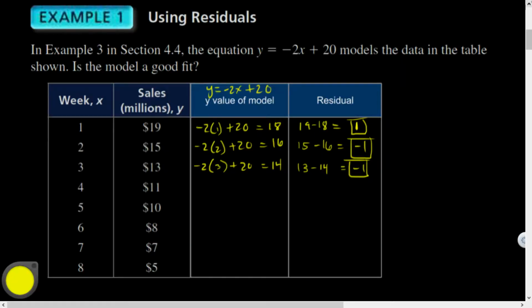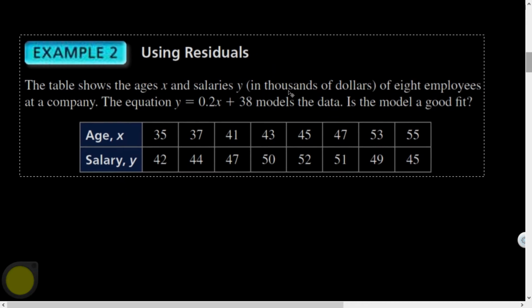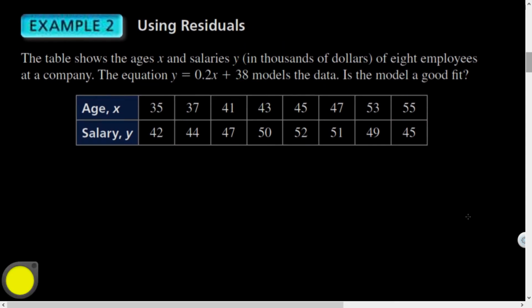All right, let's go to, and you could have calculated this out by hand and plotted that, and it's a lot of work. Let's look at example 2. All right, so back on paper for a moment. The table shows the ages X and salaries Y in thousands of dollars of 8 employees at a company. This is the equation that models the data. Is the model a good fit?